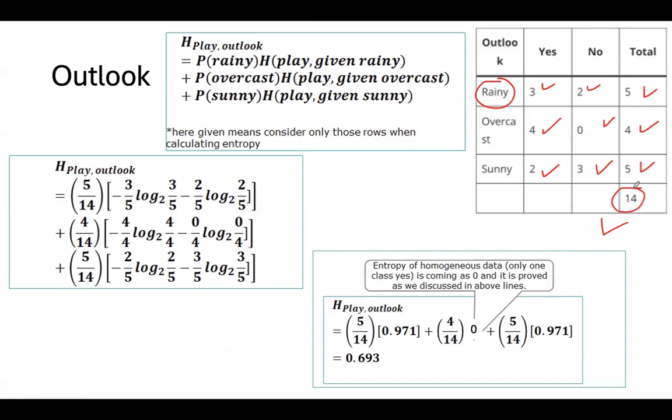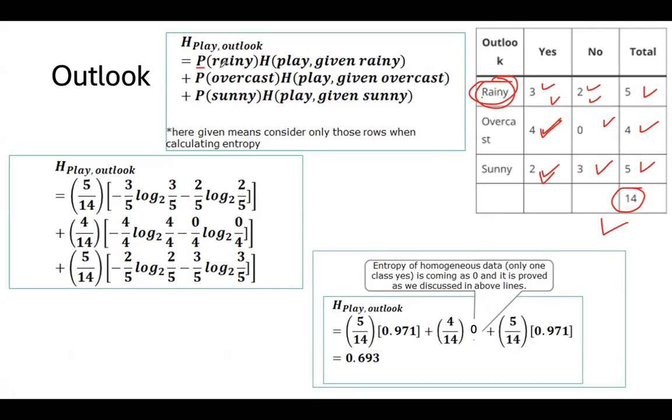Remember, I'm not talking about anything else. I'm not talking about temperature, humidity, wind. I'm only looking at outlook. And what I'll do now is calculate the entropy for each of these events and add them together to find the final entropy level. For example, I'll calculate the entropy for the yes and no classes for rain, then the entropy for overcast, then the entropy for sunny.